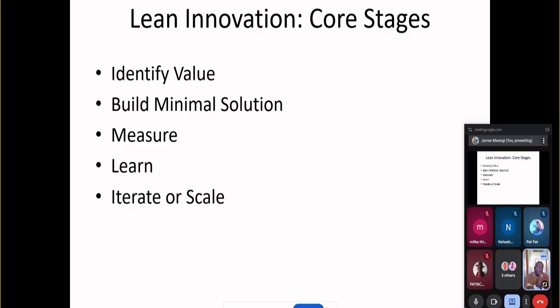Maybe in a place with economic hardships or things like that. Because of the problem you are solving, the methodology is very crucial. And remember, you can use a combination of these methodologies in coming up with an innovation. So once you identify the value, you build a minimal solution, you measure, you learn, then you iterate. Let's look at these five.